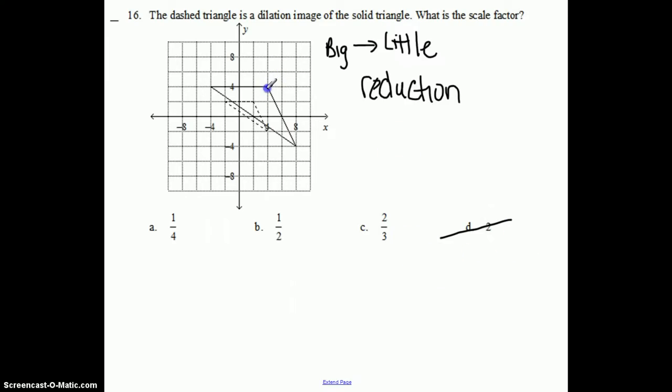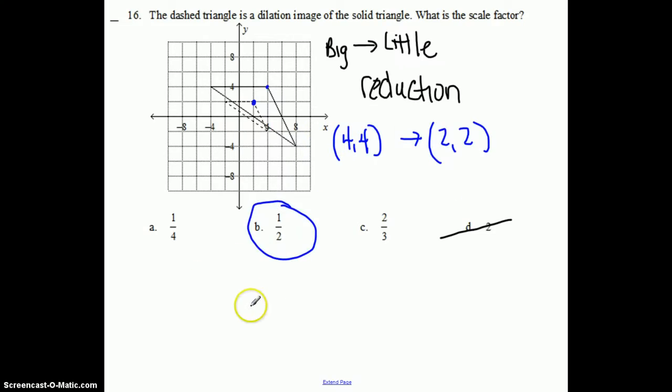But let's just look at these points to see if we can figure out an easy way to see how they happened. This point in the big one is (4, 4), and that would match up with this one, which is (2, 2). Looking at those numbers, you can see they basically cut them in half to go from one to the other. So that means the scale factor is going to have to be 1/2.